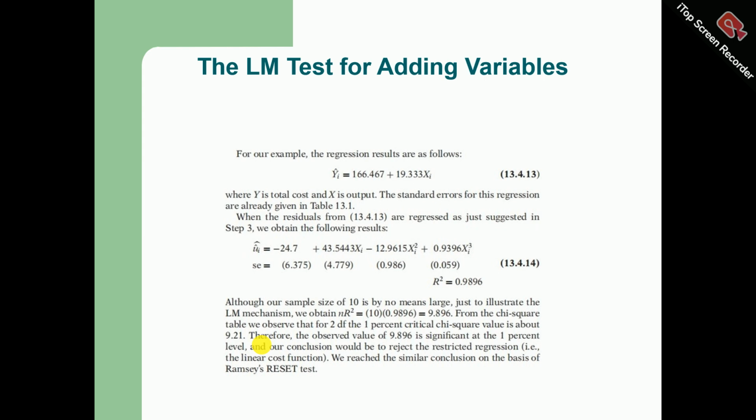From the chi-square table at the end of this book, for 2 degrees of freedom, the 1% critical chi-square value is about 9.21. Since the observed chi-square value is greater than the tabulated value, our conclusion would be to reject the restricted regression. So we reach a similar conclusion on the basis of the LM test as by the Ramsey test, the t test, F test, and the Durbin-Watson d test.